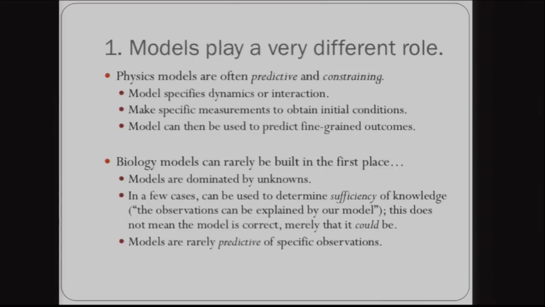And in biology, that just doesn't happen. Very rarely do you know enough to use modeling. When you do, you can apply it, you can look for sufficiency, but it doesn't mean the model is correct, it just means that it could be correct. And really it turns out that in biology, models are very rarely predictive of the actual observations. So things like evolution and natural selection tell you how things are going to happen and why, but not necessarily the specifics of what you're going to see at the end of the day.